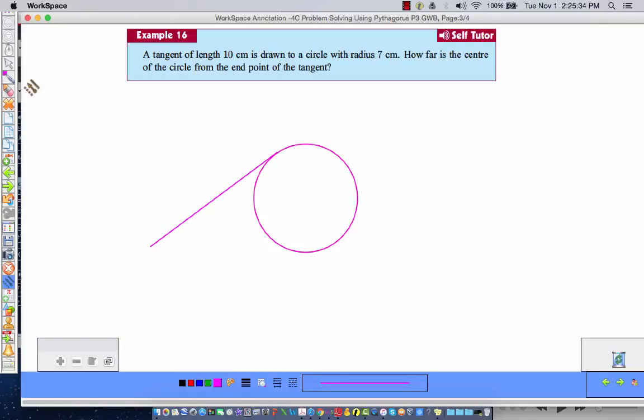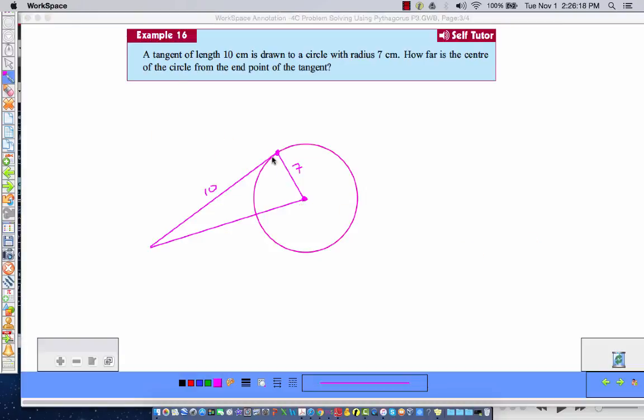Okay, you can just do a quick sketch. And then I'll make that a point right there. This is the point of tangency, and we'll make this the center of the circle. And the radius is 7, so I'm going to draw a radius to the point of tangency right there. And they just told me that that was 7. Okay, and the tangent is 10. They say, how far is the center of the circle from the endpoint of the tangent? So they're looking for this distance right here. Bam, right there. And couldn't be easier.